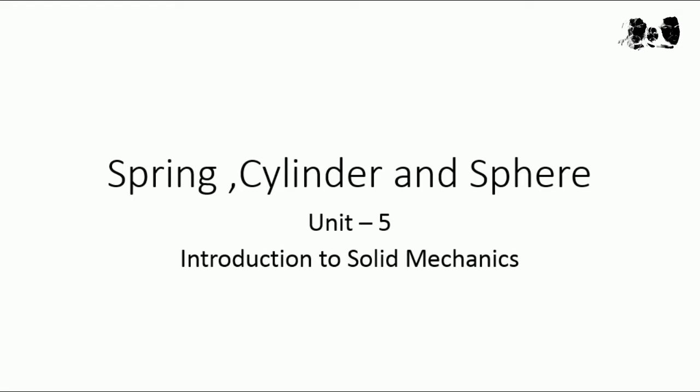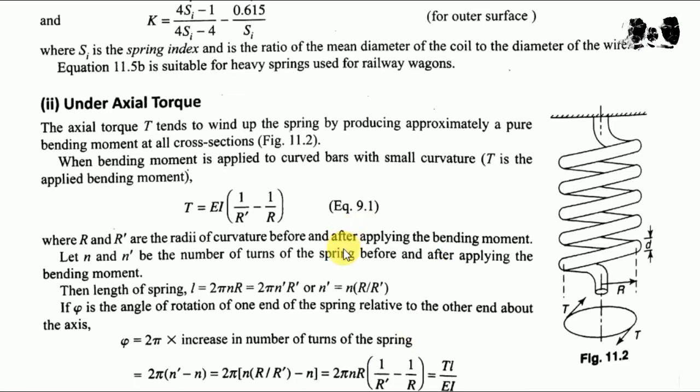Okay, so let's get to the topic. Under axial torque, let's assume that a torque T is applied to the closed coil helical spring, and that we have a small n number of coils initially, when torque is not applied to the spring.